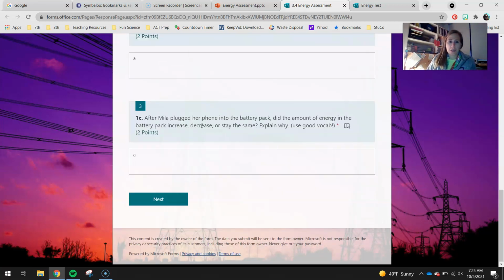Okay, 1C. After Mila plugged her phone into the battery pack, did the amount of energy in the battery pack increase, decrease, or stay the same? So that's 1 point right there, whether it increased, decreased, or stayed the same. And then explain why. Again, use good vocab on that. That's worth 2 points. So the explanation why, and then whether it increased, decreased, or stayed the same.